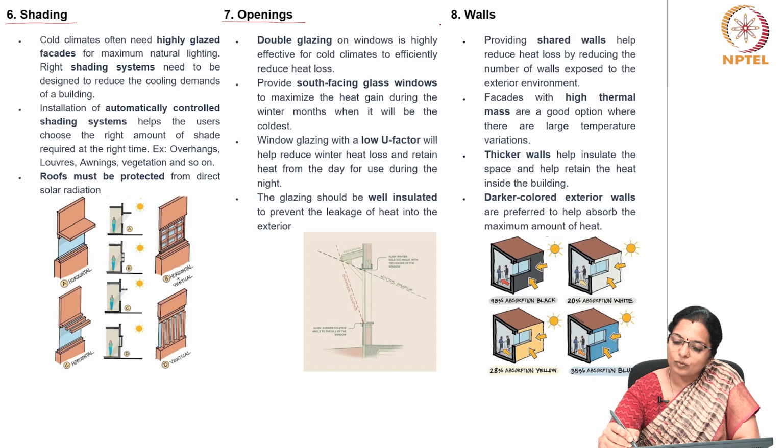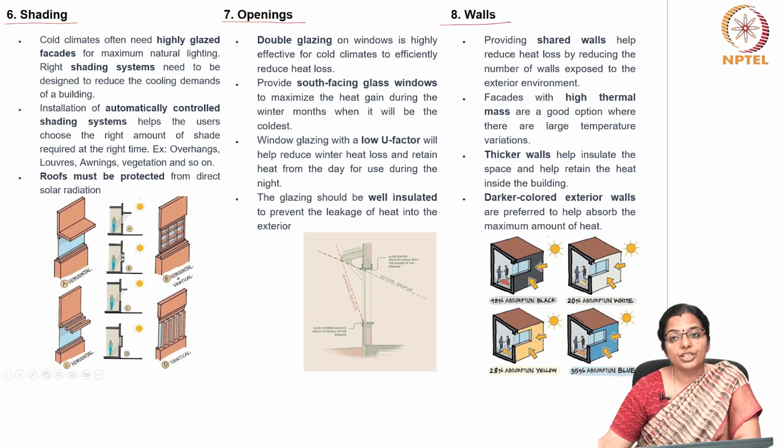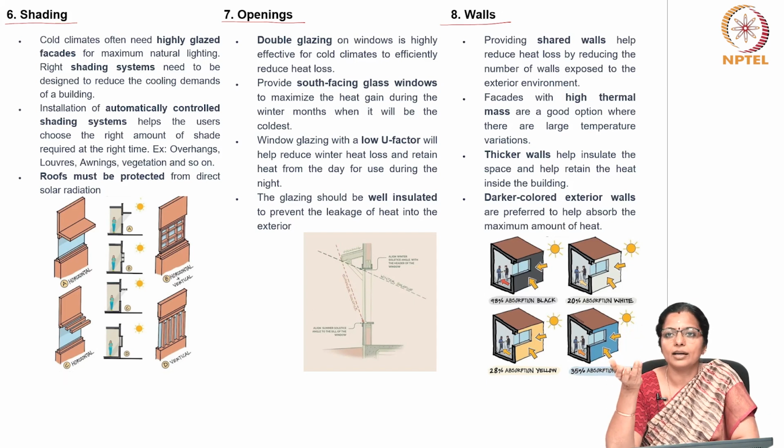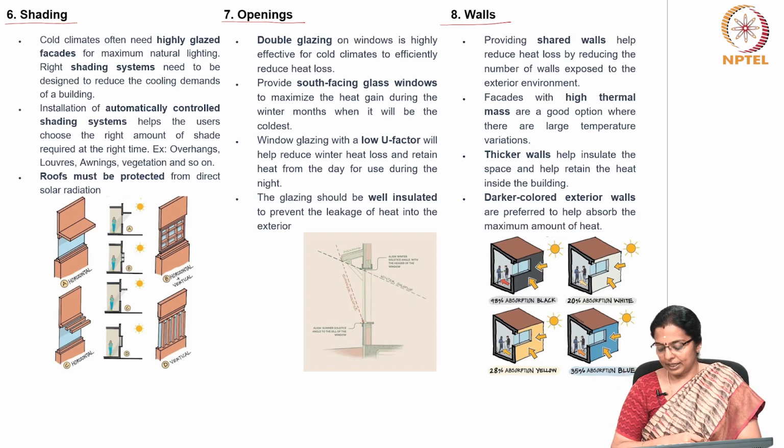Then eighth is walls. Providing shared walls helps reduce heat loss by reducing the number of walls exposed to the exterior environment. Facades with high thermal mass are a good option when there are large temperature variations. Thicker walls will help insulate the space and help retain the heat inside the building, whereas darker colored exterior walls are preferred to help absorb the maximum amount of heat.